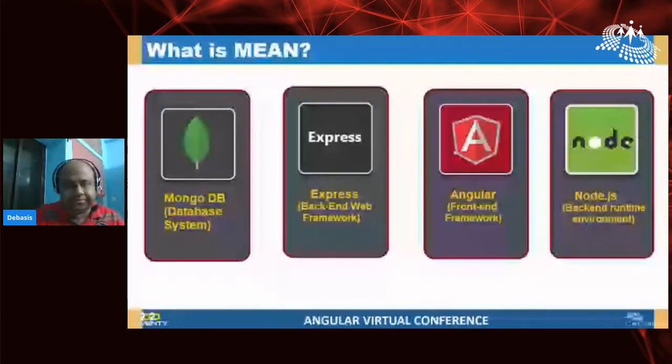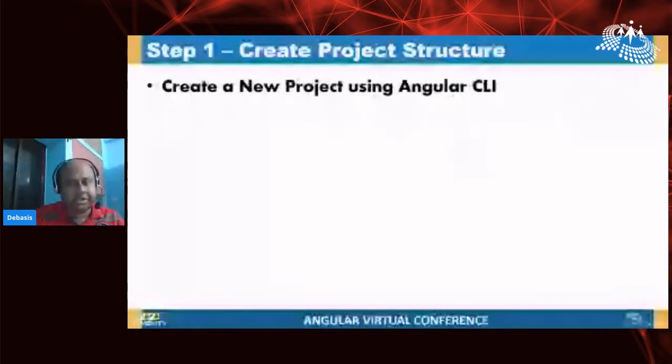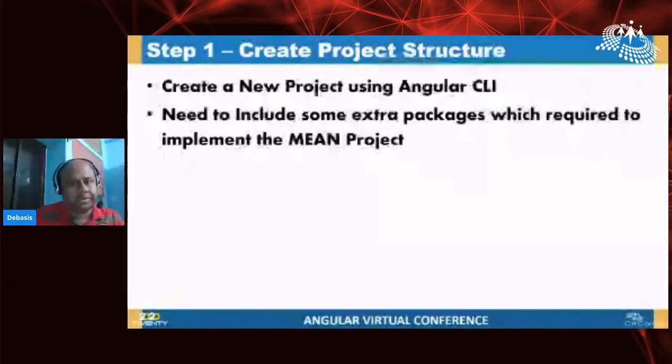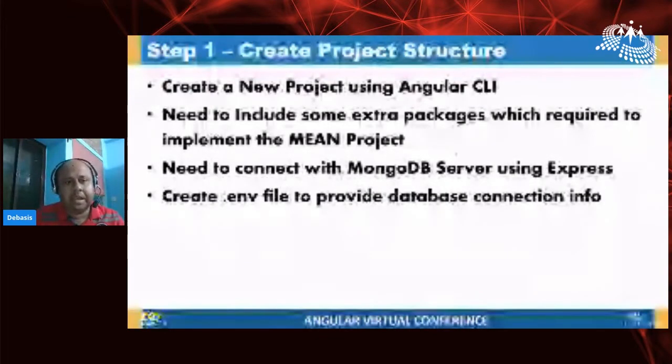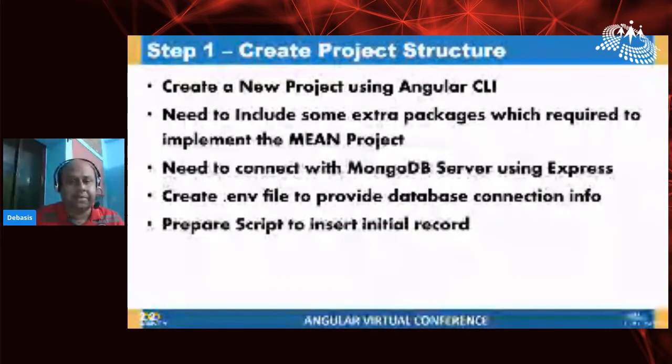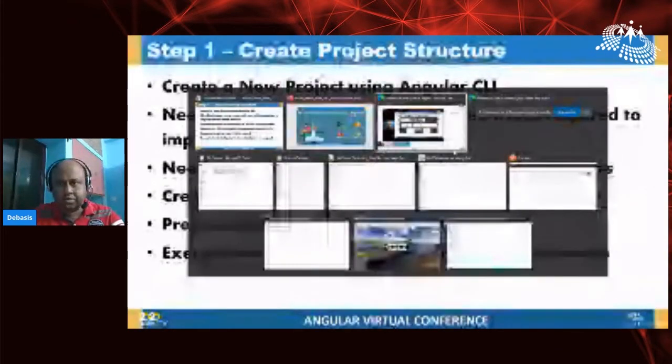So let's start the first step of our project structure. First we'll create a new project using Angular CLI. Then we'll include some extra packages required to implement the main project. And then we'll connect to the Mongo server using Express and develop an initialize API to insert some basic data in MongoDB to test the connection establishment. Then we create the database connection environment, prepare the script to insert the initial records, and execute the initial script to insert. So let's go back.